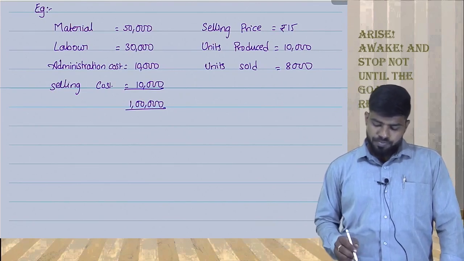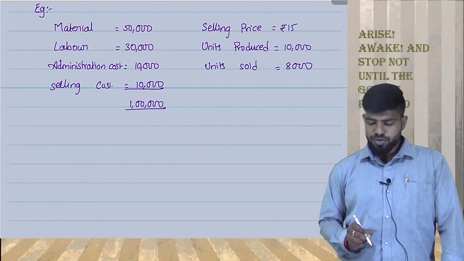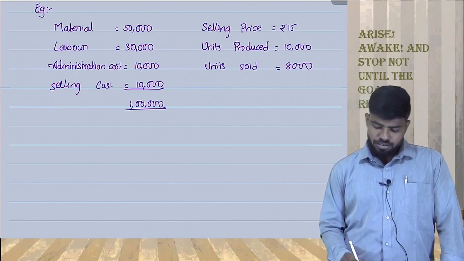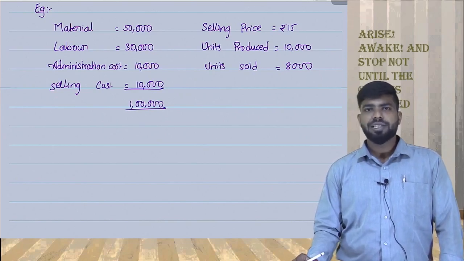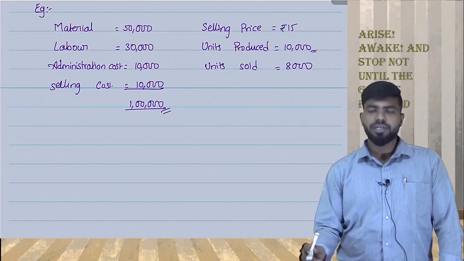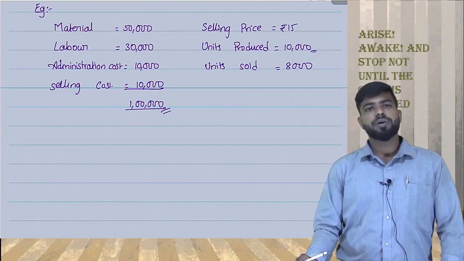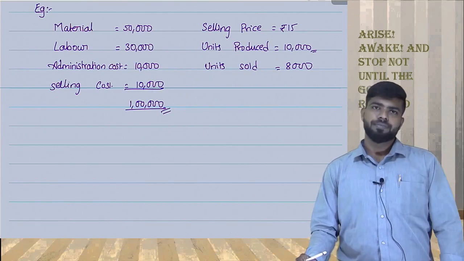Look at this. Can I say cost per unit as 1 lakh divided by 10,000? Yes, absolutely. I am spending 1 lakh rupees and I am producing 10,000 units. What is the cost per unit? 1 lakh divided by 10,000, 10 rupees per unit.